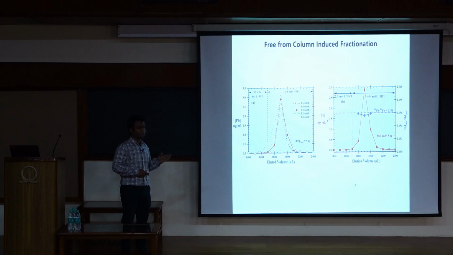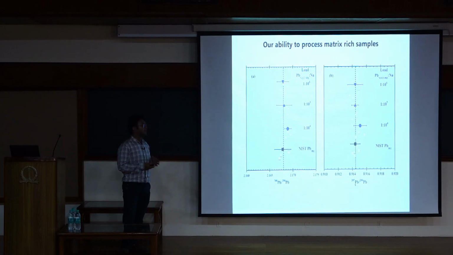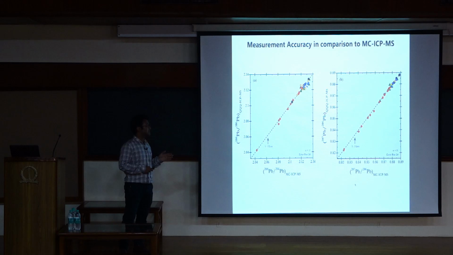We have tested it very properly, and we have also tested whether our chemistry can handle samples like seawater, which has a very high sodium load. So we diluted the seawater at different sodium to lead ratios and checked whether the standard ratio is coming out right, and you can see this is the reported value, and it's just spot on. So our method can take care of high matrix-rich samples and separate the lead without any fractionation throughout the process.